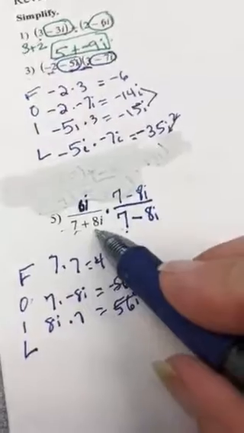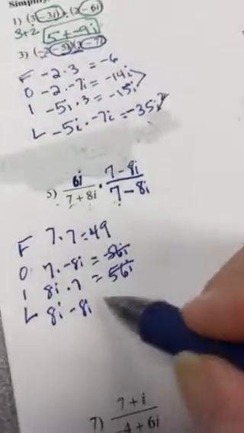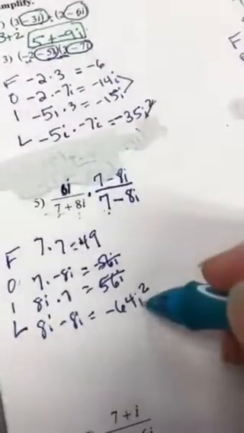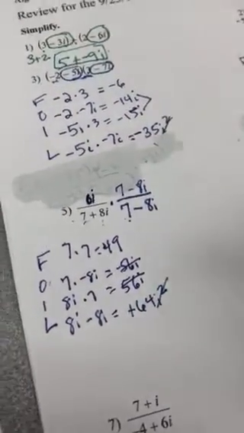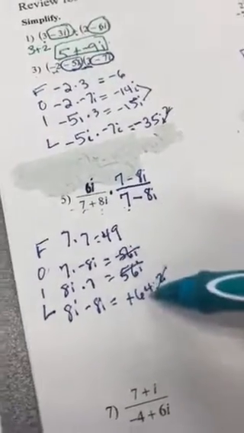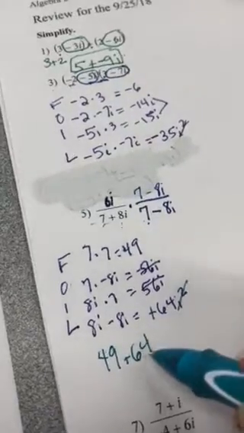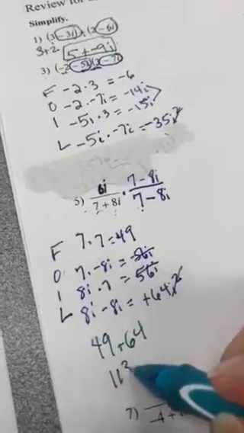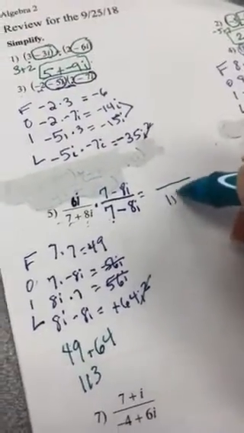All right, so now I'm going to do my two lasts, which is 8i times negative 8i, which will give me negative 64i squared. Remember, we can't have an i squared, so we are going to cancel out the i squared and change the subtraction to addition. Then we're just going to combine these two like terms that are left. 49 plus 64 is 113. And that's our new denominator, 113.